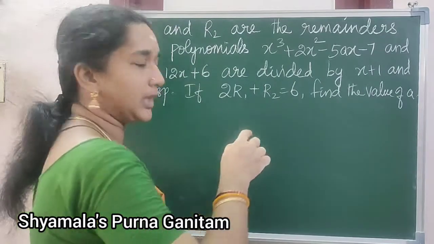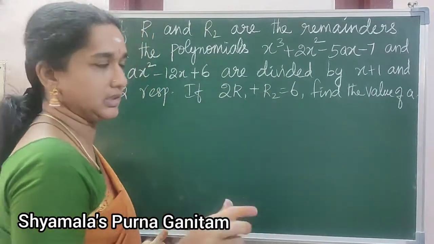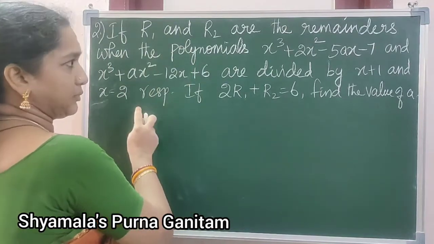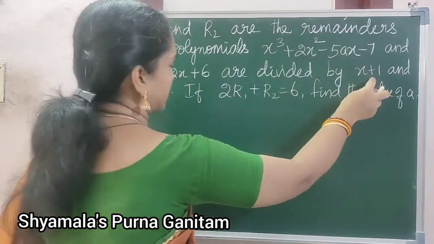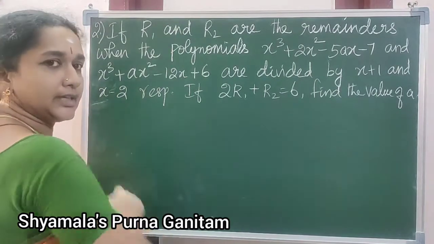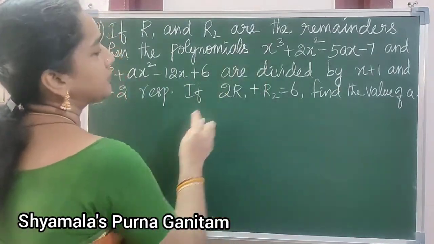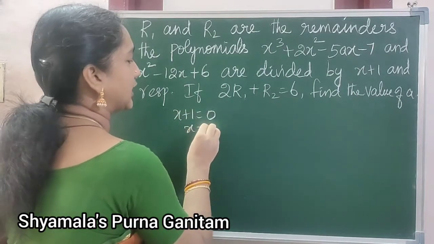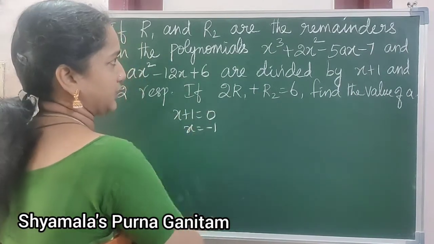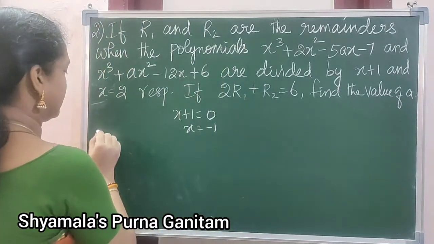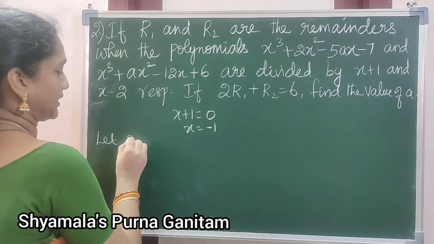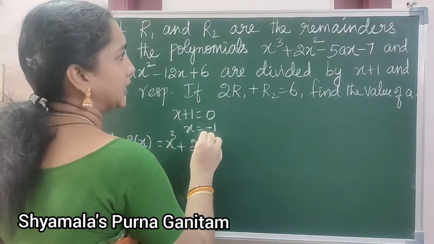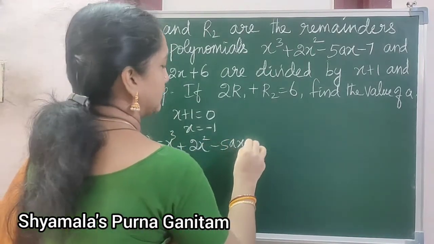Similar sums are given in some other models. So it is given respectively, that means for the first polynomial x plus 1 and for the second polynomial x minus 2. Since x plus 1 is equal to 0, the x value is minus 1. This is for the first polynomial. Let p of x is equal to x cube plus 2x squared minus 5ax minus 7.